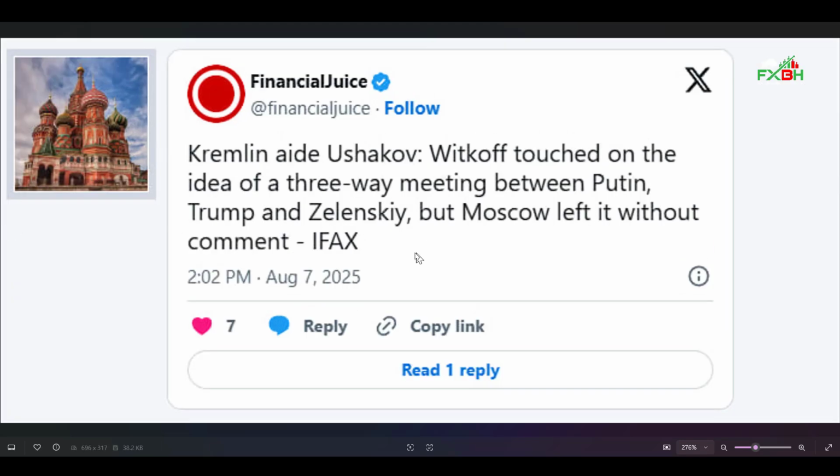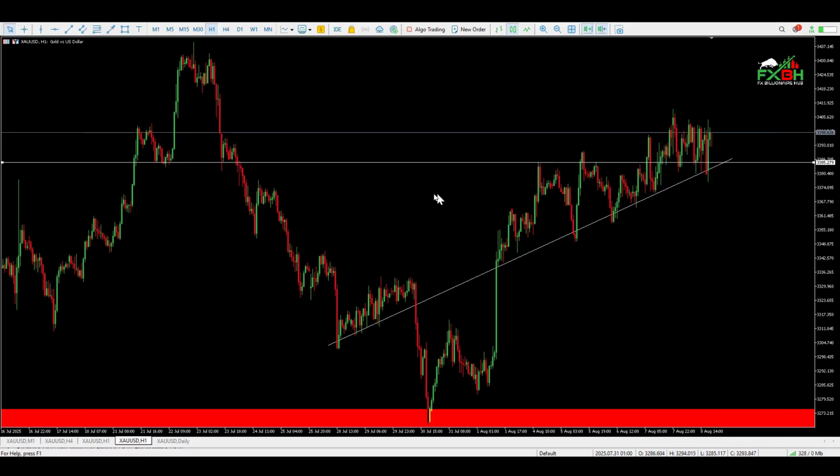Okay, and one major update about news, that is next week, maybe there is a three-way meeting between Putin, Trump, and Zelensky, but Moscow left it without comment. Okay, that means maybe Putin and Trump are going to hold a meeting. Maybe they will agree on a ceasefire. Then there will be a big movement coming into the market. So you have to keep your concern on that also. Okay.